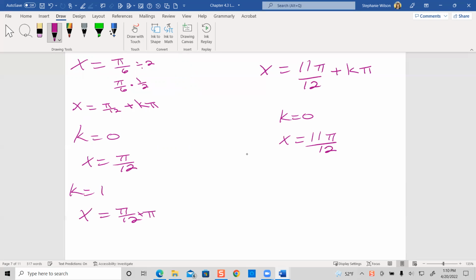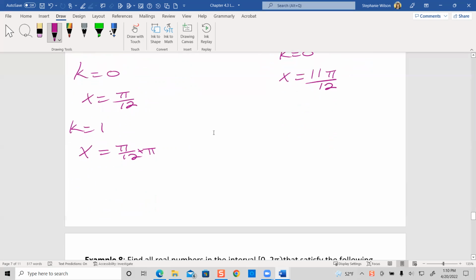right? And when we add those together, well, let's do some basic math right quick. When I add those together, I have to have a common denominator. And if you notice, pi is over 1. We just don't write the 1 there. Well, the common denominator in this case is 12. So now I got pi all over 12 plus 12 pi, which is 13 pi 12s.